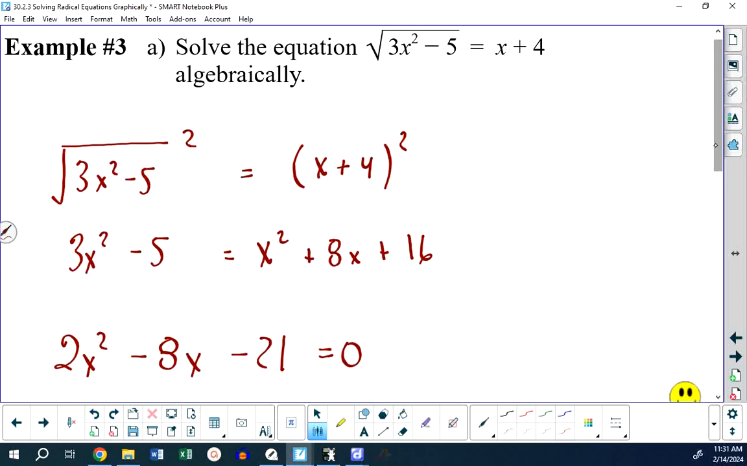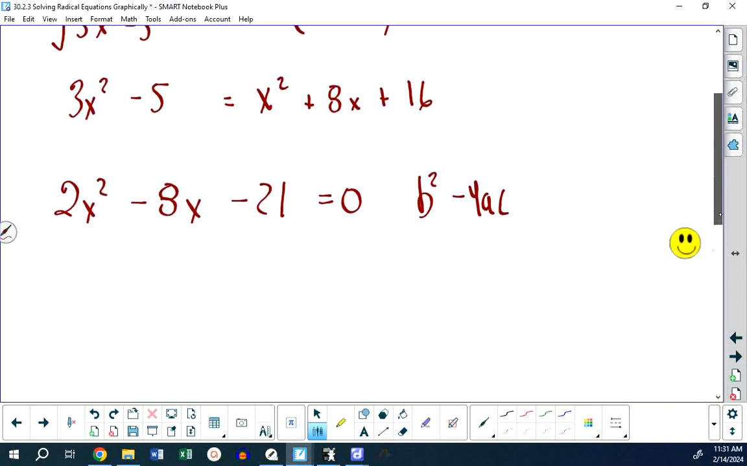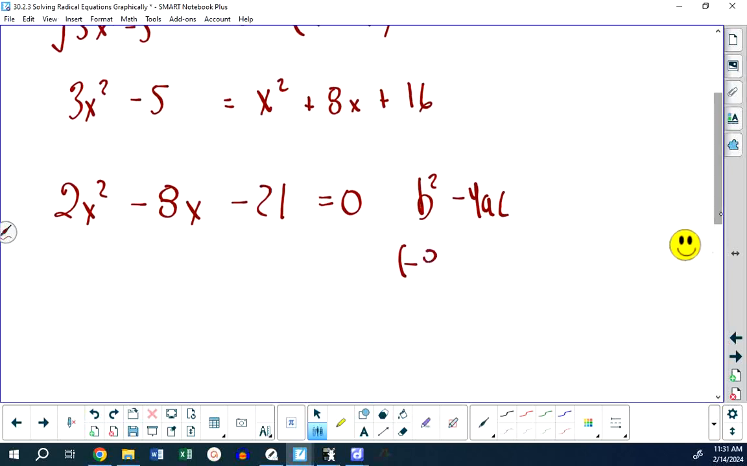Well, maybe. I don't know. But I would do the b squared minus 4ac deal that we've talked about at least once, that if b squared minus 4ac is a perfect square, then it's factorable. So we're taking negative 8 squared minus 4 times 2 times negative 21. I'm getting 252, but that's just in my head, so that may not be right.